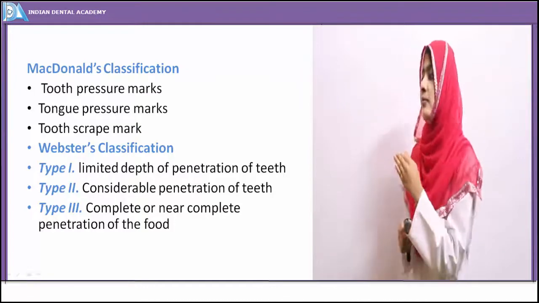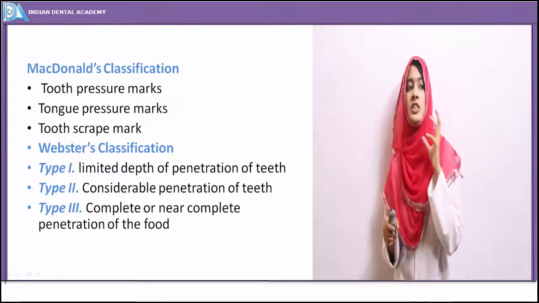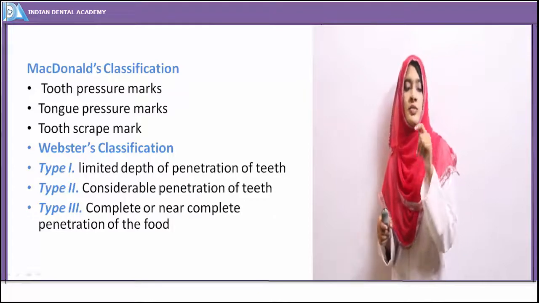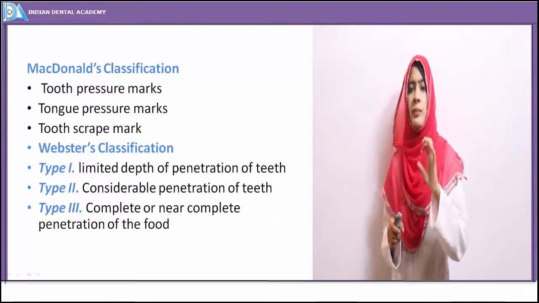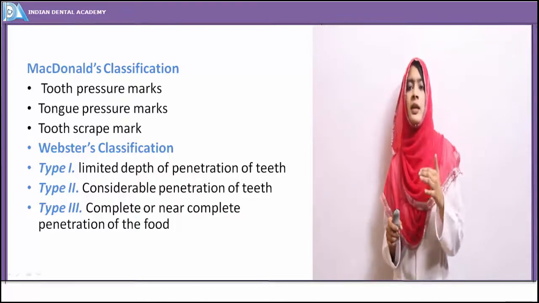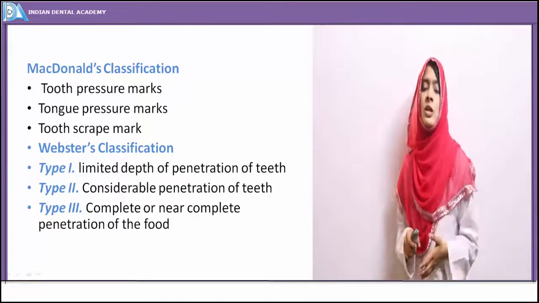Type 1 bite marks include limited depth of penetration of the teeth. This is seen if the suspect bites, for example, a dark chocolate. There is a limited depth of penetration. For you to eat the chocolate, only a little amount of penetration is needed. That is the type 1 bite mark.